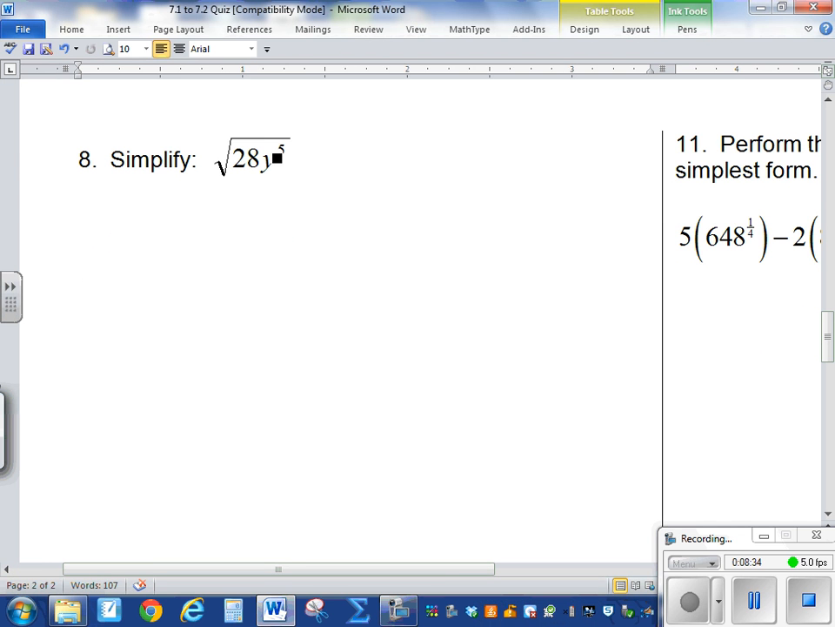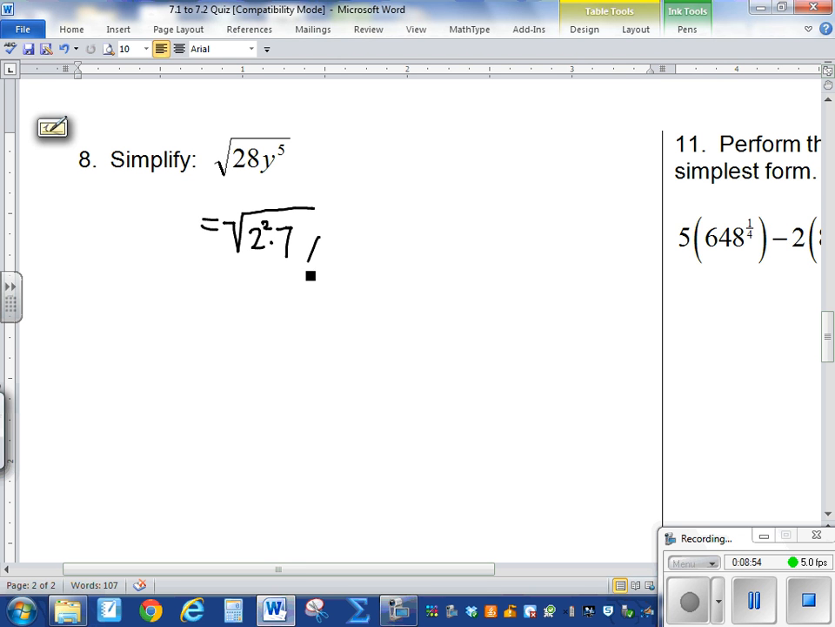All right, so number 8, the root of 28 y to the 5th. So that's going to be the square root of, so you need perfect squares in here, so 2 squared, because that's 7 times 4, and 4 is a perfect square. Y to the 5th is not a perfect square, but it has one inside of it. That's y to the 4th times y to the 1st. Y to the 4th is a perfect square. Y to the 2nd is a perfect square also, so you can pull out a 2. You can pull out 2 y's, so y squared comes out. Square root of, so this came out and this came out, so you've got a 7y left over.